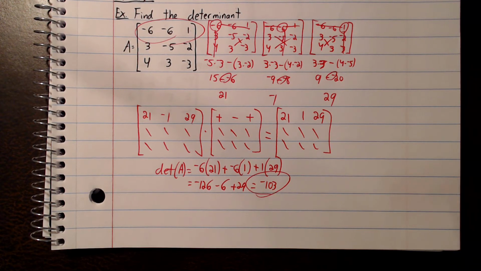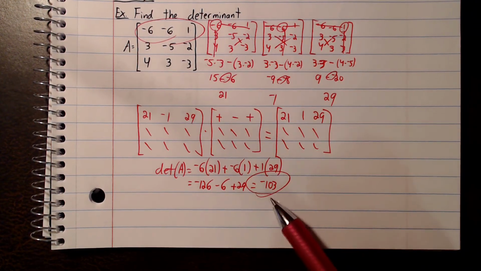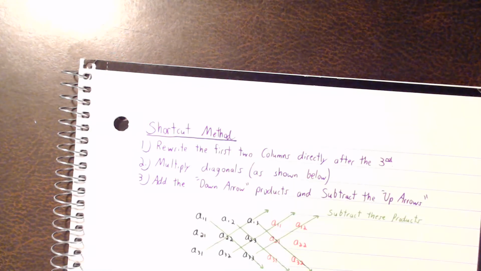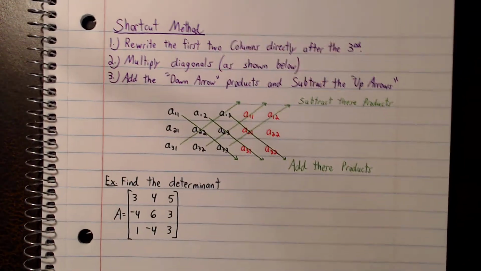And if you chose to do a different row or a column, hopefully you found that you got the same answer. By the way, that was only shortcut number 1. This is the second shortcut. It's an actual method. This is something that's approved by many teachers.